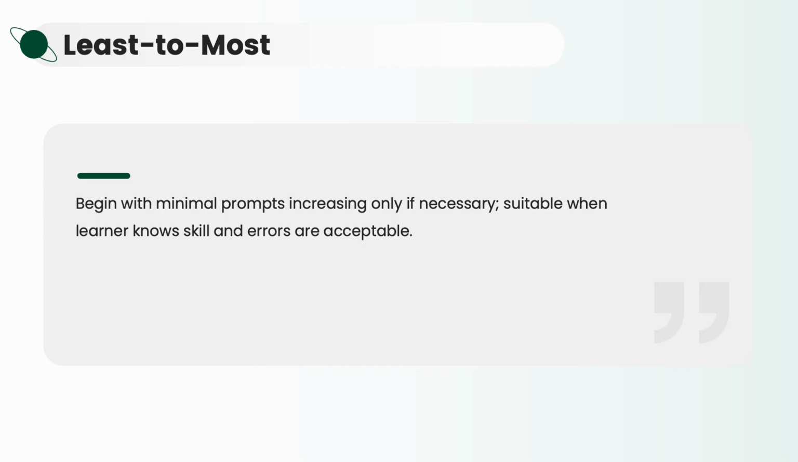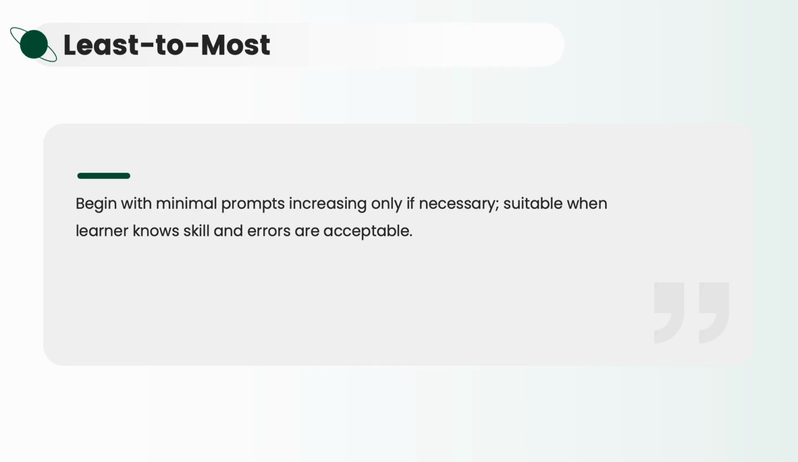When do we use this? Least to most is best when the learner already has some familiarity with the skill, you want to test independence, or errors are okay and part of learning. Why does it work? This approach encourages independent responding first. It helps you see what the learner can do without help, and it prevents unnecessary prompting.